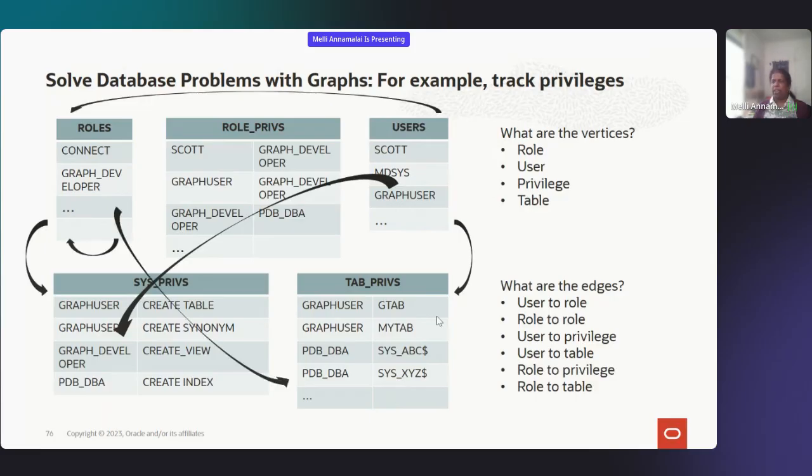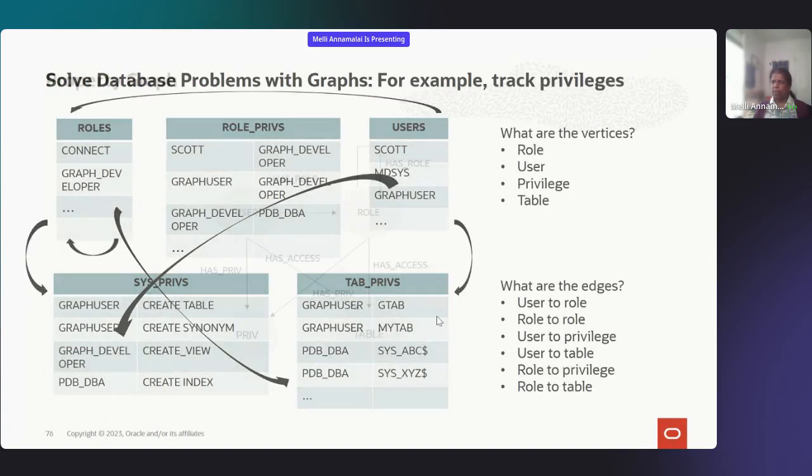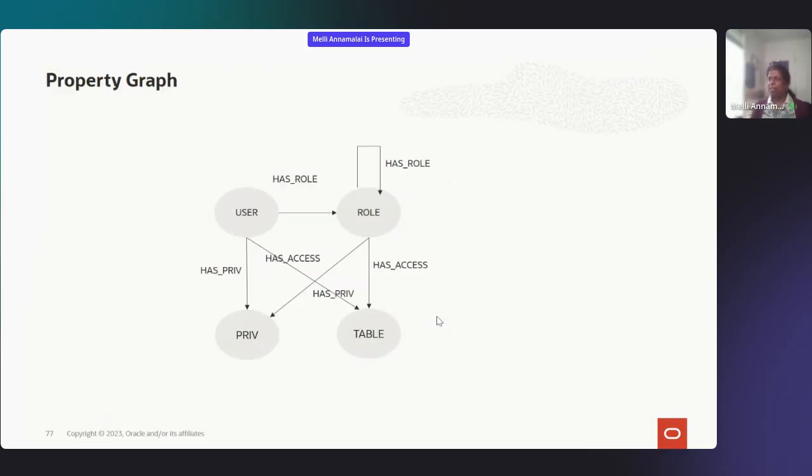And I think this is where it really helps the database community, the graph community, to bring about widespread adoption of graph technology. So I just took these tables that I have here, and when I model as a graph, it looks something like this. You have users, roles, and tables. Users have roles, roles have roles, roles have access to tables, users have access to tables. Creating this graph helps you unravel the connections between tables more easily. And that's what is missing today in relational tables.